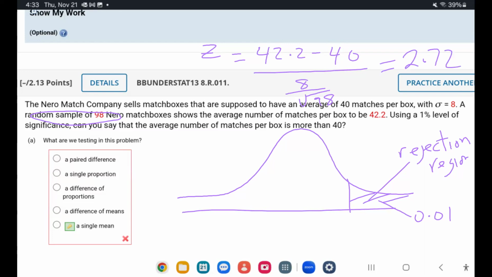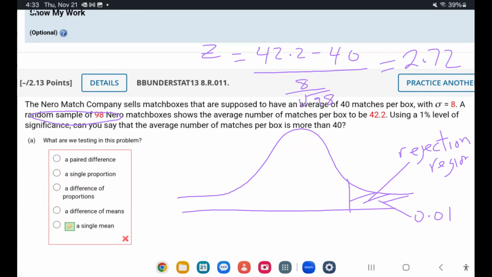Now to find your p-value, use the test statistic. And then go to your table and find the area. So 2.72, find that area. It's 0.9967. But remember, this area is going to be to the left. But the question says more than 40. So we are looking at the right. So what you have to do is subtract from 1.